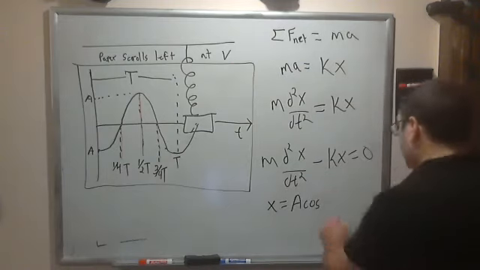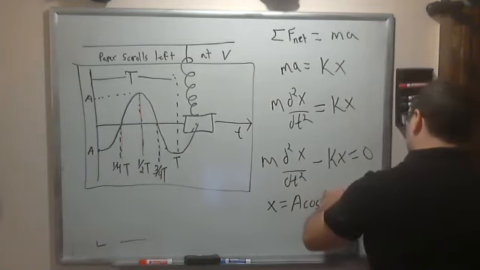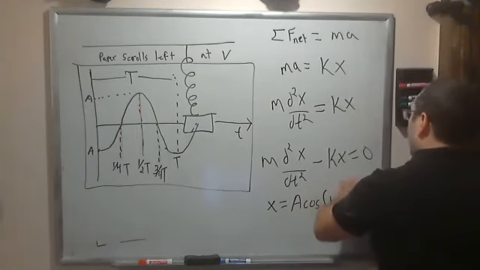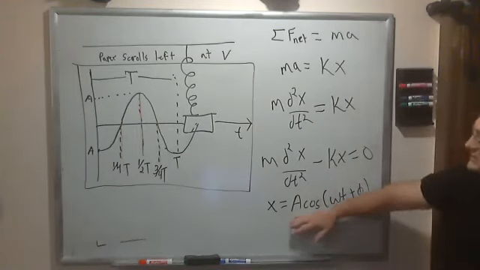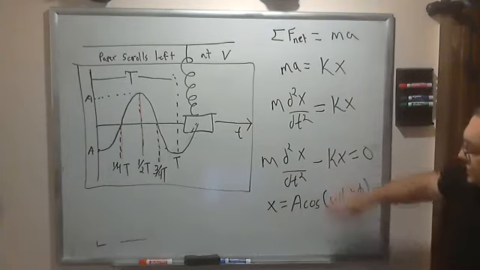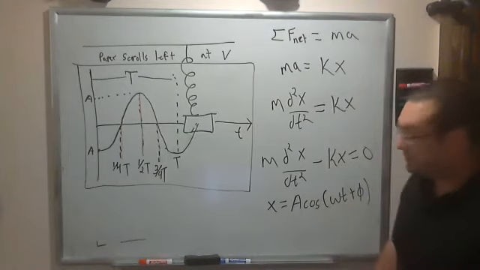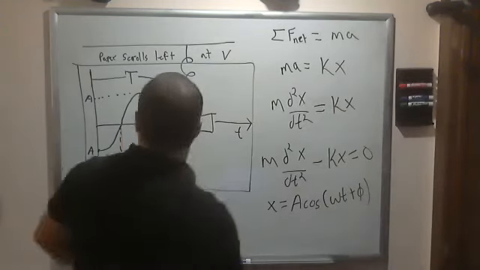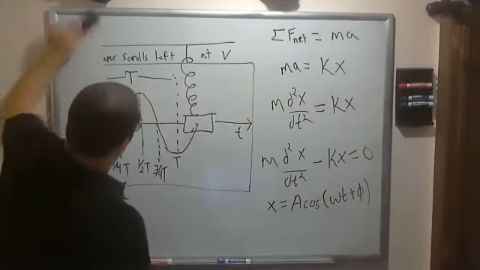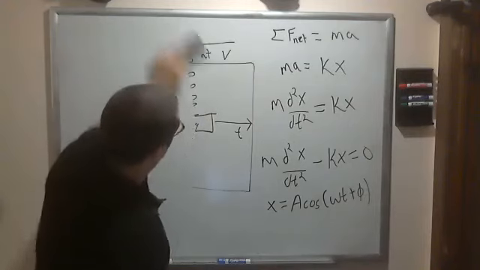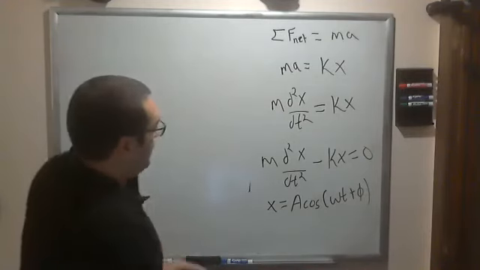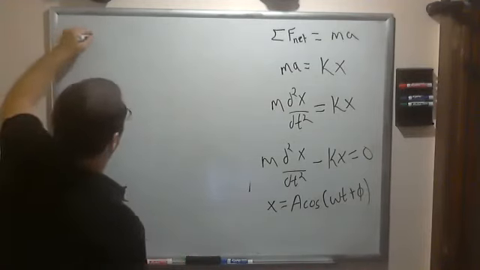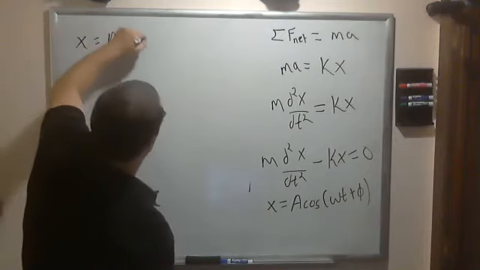We'll try a cosine function. And let's see if this fits into this equation. And of course it will, obviously. But let's look at it. So I'm going to erase this. We don't really need this right now. So we have x is equal to cosine.